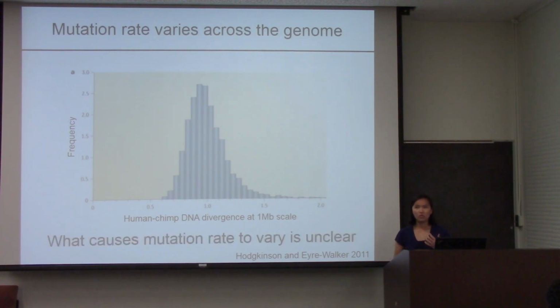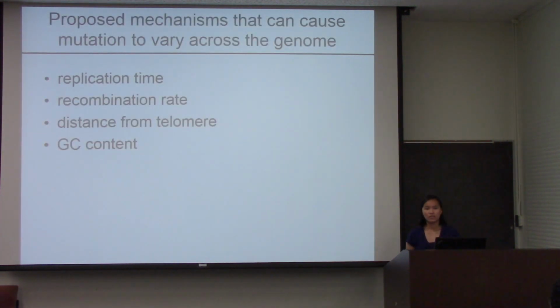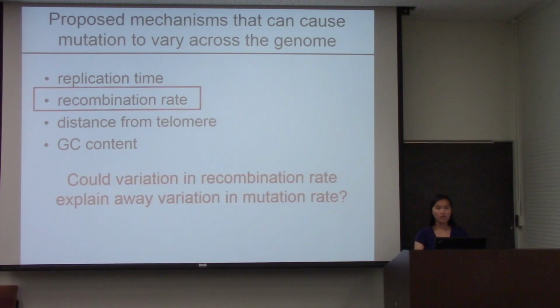But the mechanisms that cause mutation rate to vary across the genome are not entirely known. There are several proposed mechanisms, such as replication time, where different regions of the genome have different mutation rates, or distance from telomere, or GC content. But what I'm going to tell you about today is our project on understanding whether variation in recombination rate could explain away the variation in mutation rate.